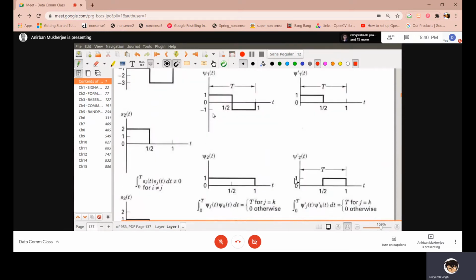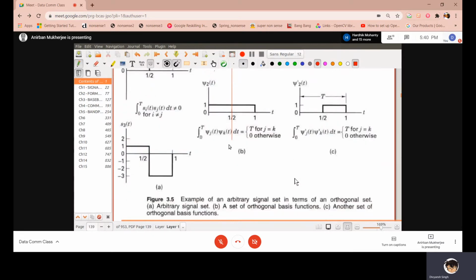If I choose psi 1(t) and psi 2(t) in this way, the integral of psi 1(t) psi 2(t) will always be 0, because up to this point the integration is 1, and after that it will be minus 1, so the integral of psi 1(t) psi 2(t) will be 0. And if I take the integral of psi 1 squared(t), the integral of psi j(t) psi k(t) for j equal to k is capital T. It is not orthonormal. Please remember that when j equals k, if it is 1, then it is orthonormal.